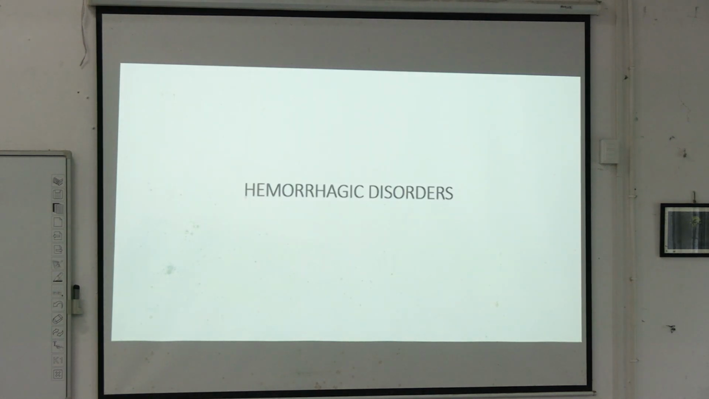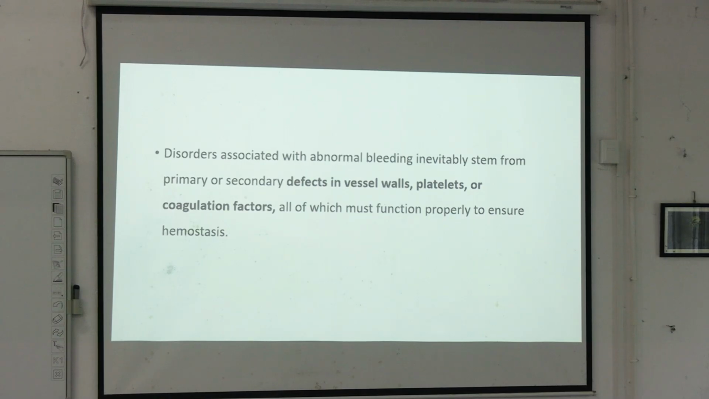Now hemorrhagic disorders. Disorders associated with abnormal bleeding inevitably stem from a primary or secondary defect in the vessel wall, platelets, or coagulation factors, all of which must function properly to ensure hemostasis. So these are the components of hemostasis: the integrity of the vessel wall, platelets, and coagulation factors.